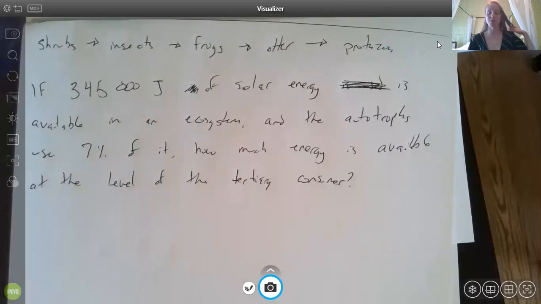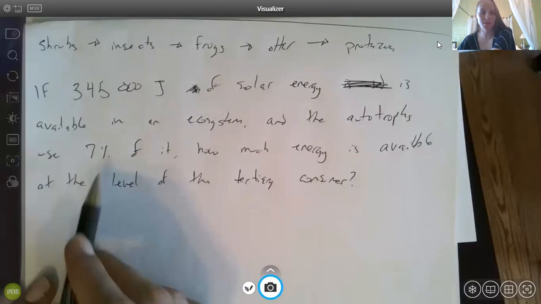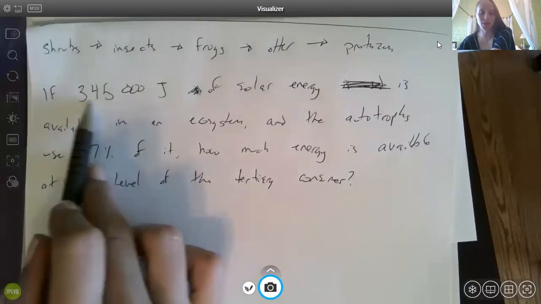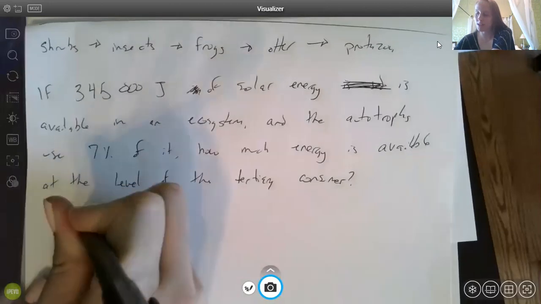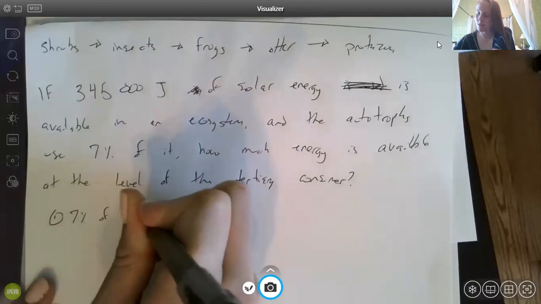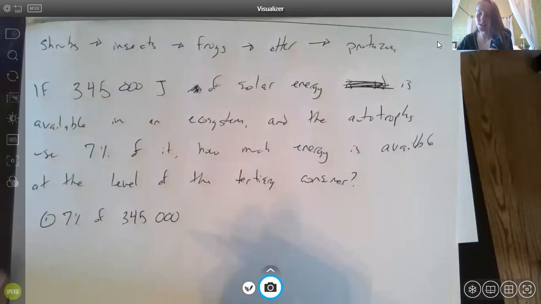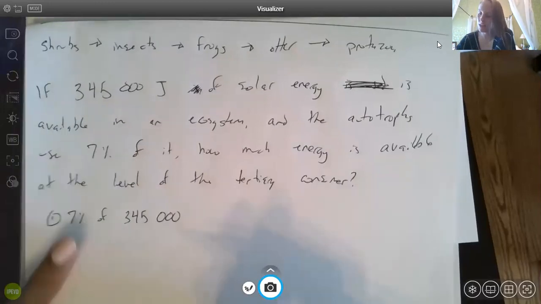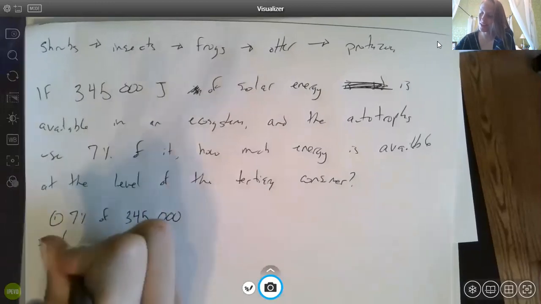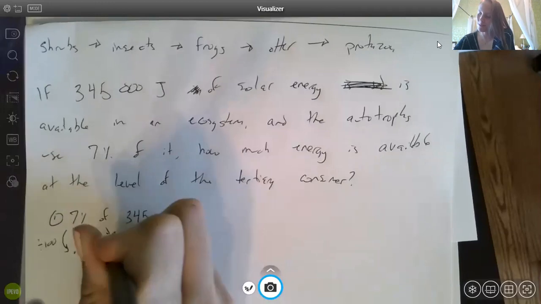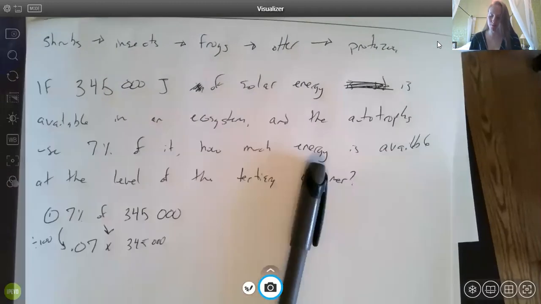So let's walk through how you would solve a problem like this. The first thing that you need to do is figure out what 7% of this available solar energy is. So my step 1 is going to be, what is 7% of 345,000? In order to do that, we have to start by converting our 7% into a decimal, which just means that we divide it by 100 to get 0.07. Of always means multiply. So we're just going to be multiplying 0.07 times our amount of joules.